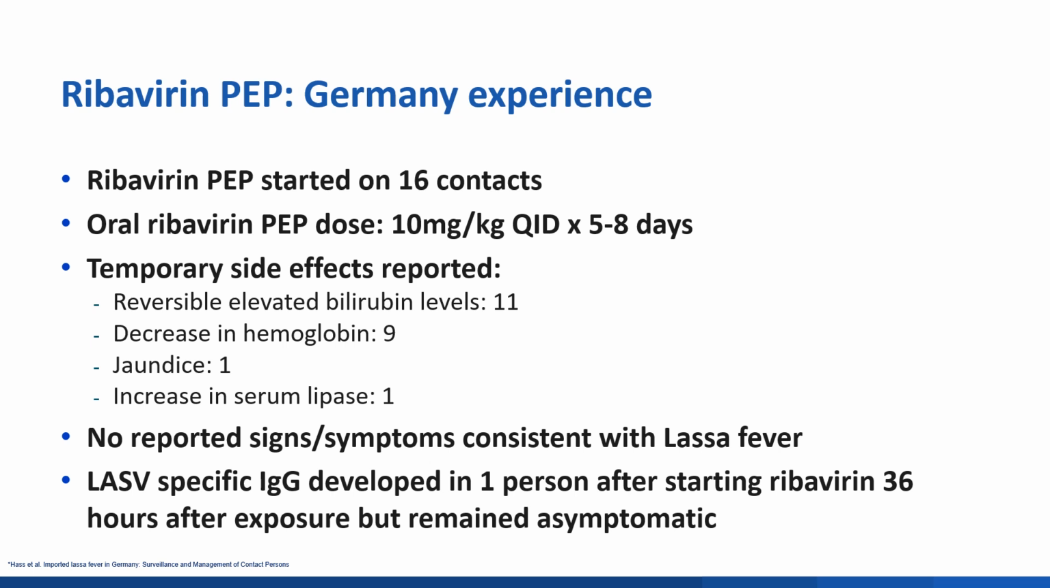One person stopped PEP after 4 days due to jaundice. Another person stopped PEP after an increase in serum lipase. None of the 16 people given oral ribavirin PEP reported signs or symptoms consistent with LF. One person who started ribavirin 36 hours after exposure developed Lassa virus-specific immunoglobulin G, but remained asymptomatic.